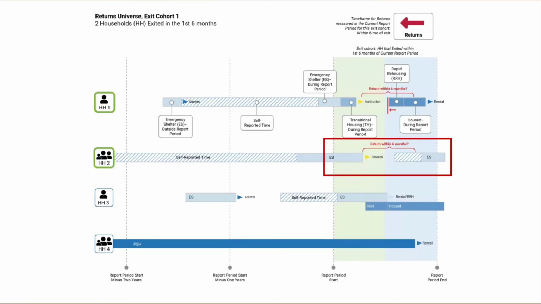With a universe or denominator of 2 households and only 1 household returning within 6 months, this example has a 50% returns rate.